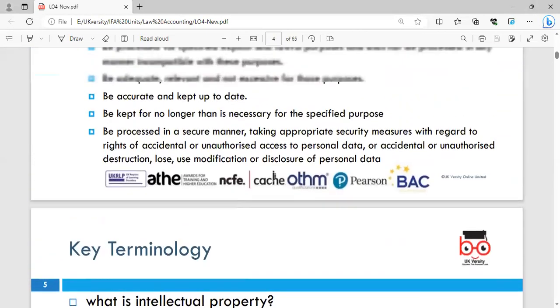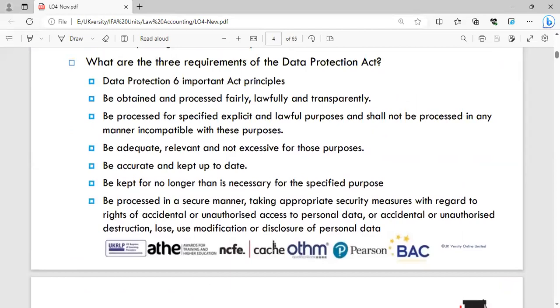Be kept for no longer than necessary for specific purposes. Don't keep the data forever, and don't sell it to a third party for the sake of data mining and earning money.